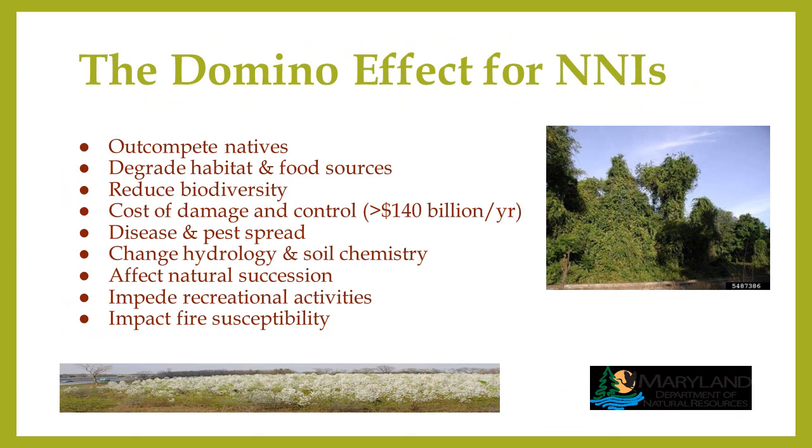As NNIs outcompete natives, this reduces biodiversity, which affects the food chain by degrading food sources, reduces habitat, and affects natural succession. This can also increase diseases and spread more pests. Some NNIs even change the hydrology and soil chemistry, and this can impact plant susceptibility. For humans, NNIs can impede recreational activities and damage property. Overall, the cost of damage and control of NNIs is over $140 billion per year.